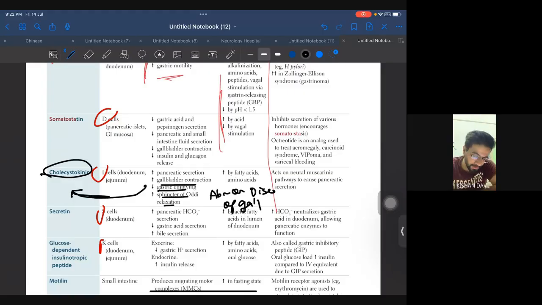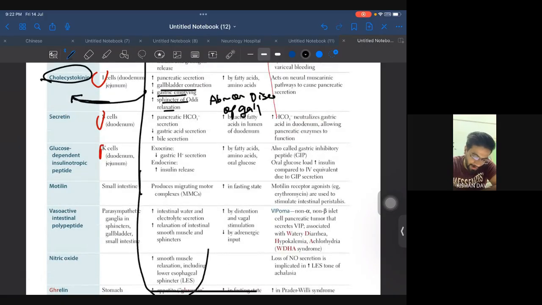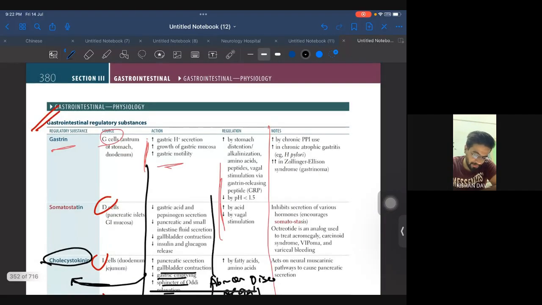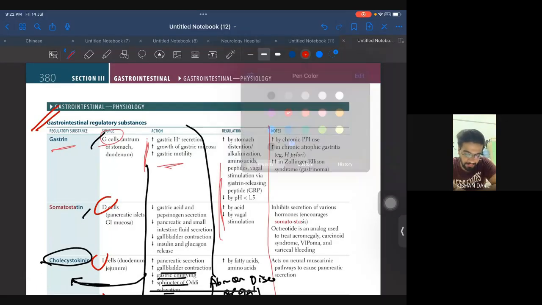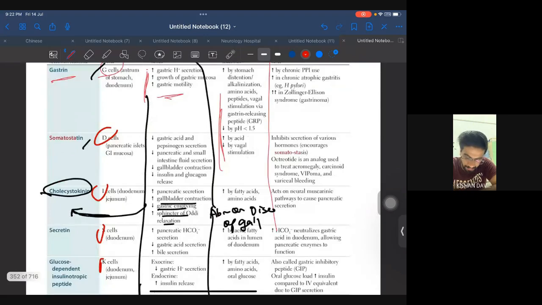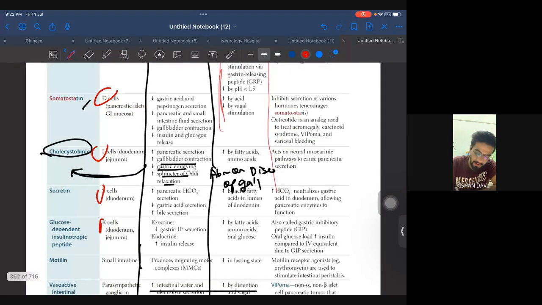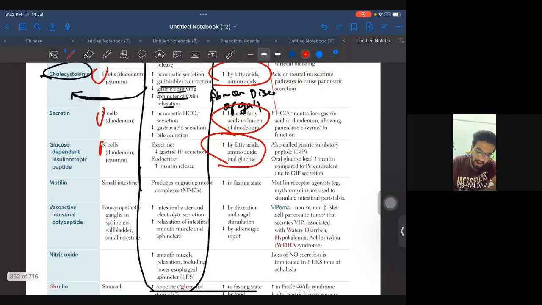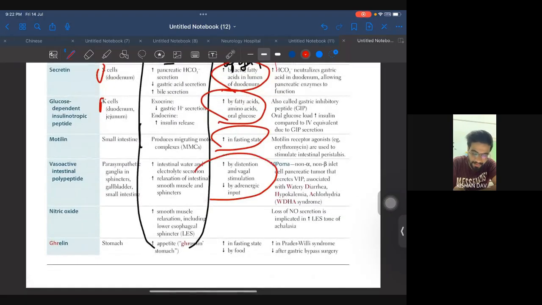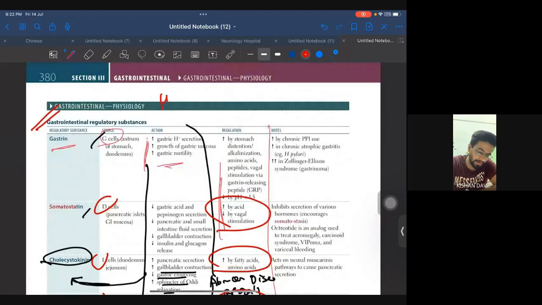So actions in this are very, very important. I would highly recommend you go to the actions, very important, along with the name of the cell. And another important point that is going to be very helpful is how and what is happening here, like how will it increase, how will it decrease. Very important. So this page becomes very high yield.